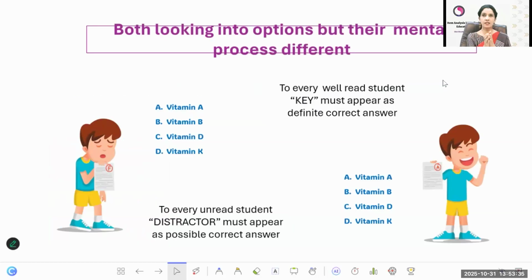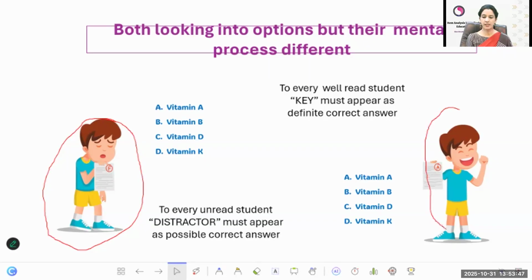Now you can see there are 2 students. One student has not prepared well for the exam. And then there's another student who is very well prepared, who has read everything. For an unread or less prepared student, these distractors will appear more attractive. So the distractor's role is to attract the students who are less prepared.